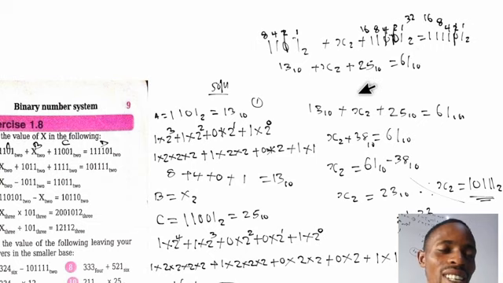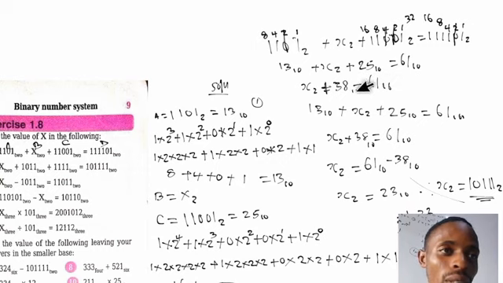So here you can collect the like terms. 13 plus 25 normal, it is equal to what? That is 38. Let me put it like this. That is 38, and that will be equal to 61 in base 10. So this one is in base 10.